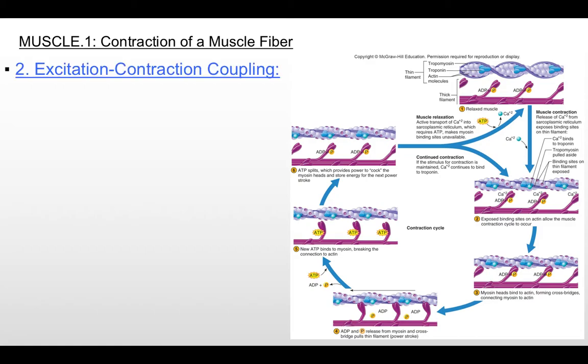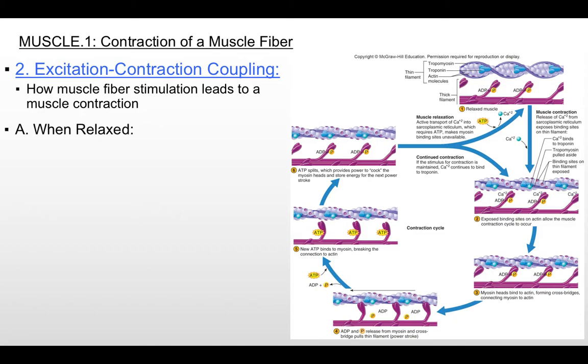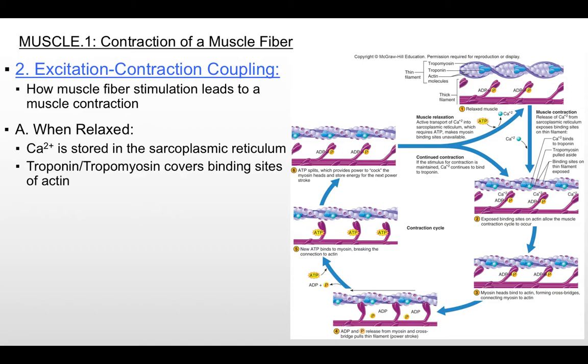Okay, step 2. What's going on inside the muscle? It's called excitation-contraction coupling. So this is how that stimulation leads to a muscle contraction in which the muscle has gotten shorter. When it's relaxed, calcium is tucked away in a region called the sarcoplasmic reticulum. It's like the endoplasmic reticulum of the muscle. Also when relaxed, that TT troponin tropomyosin complex is covering the binding sites of actin, so there is no binding between the thick and thin filaments.